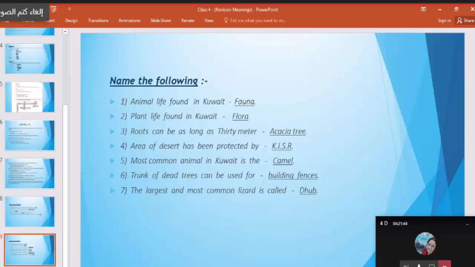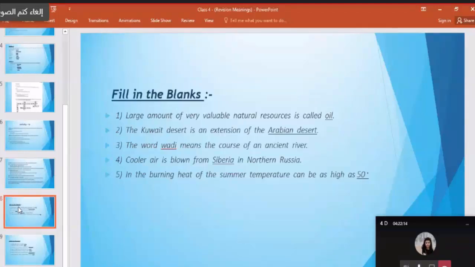Teacher, can I ask you a question? Yes, my dear. Teacher, for the oral test on Sunday, where do we learn it from, like from the notebook? No, what you have written today, this one: fill in the blanks and name the following. Only these two questions.